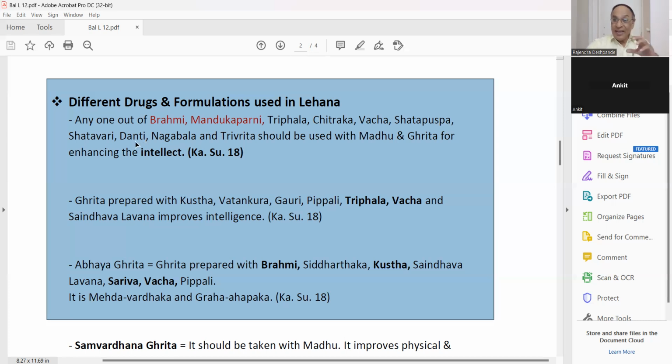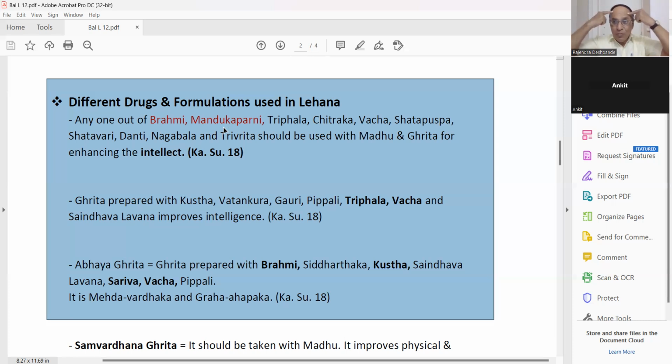Danti is like a laxative. Nagabala, strengthening. Trivrit, Nishottara, again laxatives. These all, or one or two or three, anything that you get from your nearby medical store, you can mix with madhu, honey, or ghrita. Ghrita is mixed with honey, and this Brahmi and Mandukparni are basically the best brain tonic.